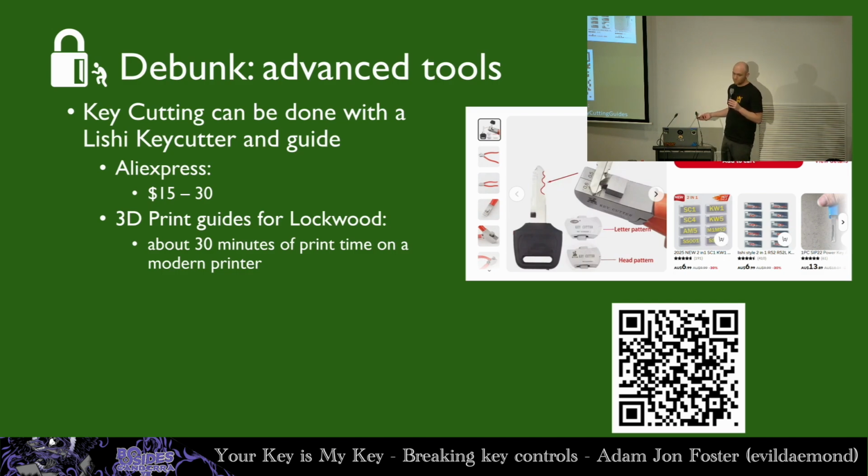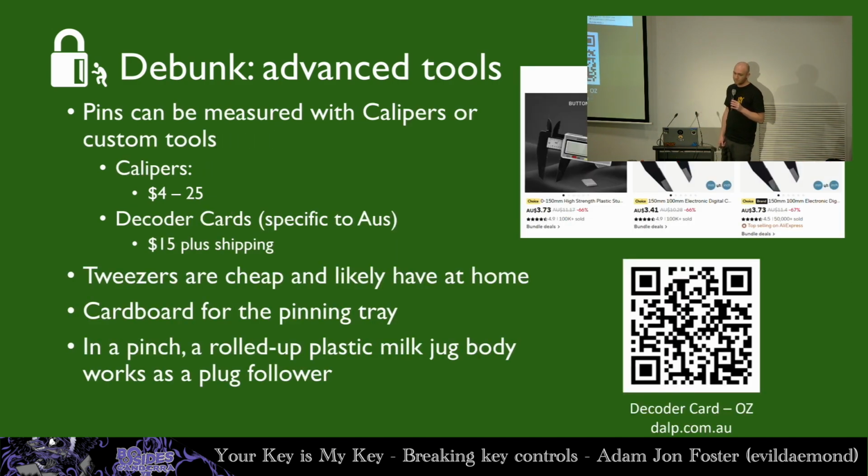Now, for the rest of it, pins can be measured with calipers. Economies of scale, they cost like $4 to $25. Or you can buy a decoder card, which just lets you figure out the bidding, already measured. Tweezers are cheap. Cardboard works as a pinning tray, and in a pinch you can use a rolled up plastic milk jug body as a plug follower to make sure the core doesn't come out with all the springs flying at you.